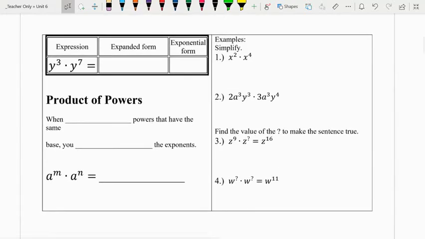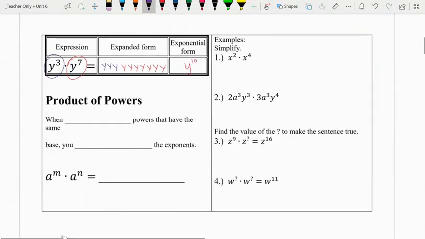So let's talk about the first property that we're going to work with. So the first property is the product of powers. So if you think about these, y to the 3rd times y to the 7th. Y to the 3rd is really y times itself 3 times. But then y to the 7th would be y times itself 7 times. If we combine those, you'd have the 7 and the 3 to have y to the 10th. When multiplying powers that have the same base, you add the exponents.